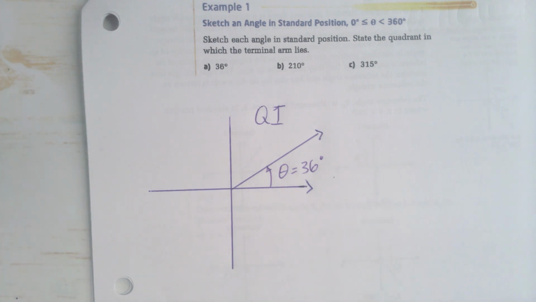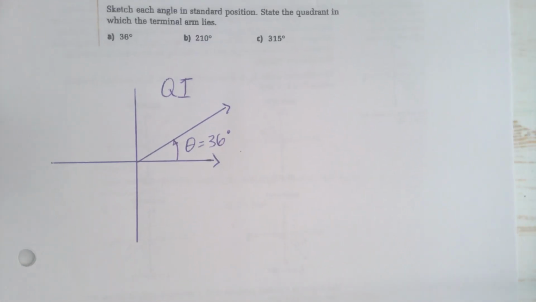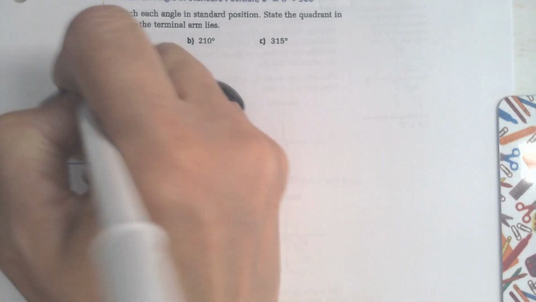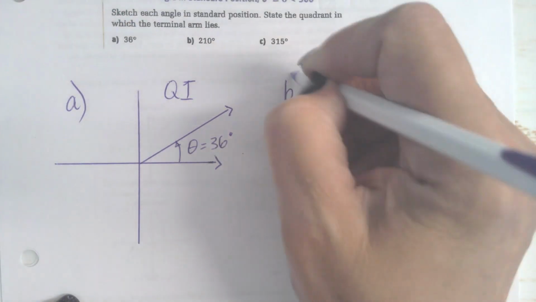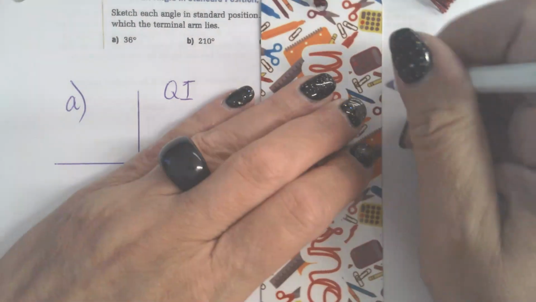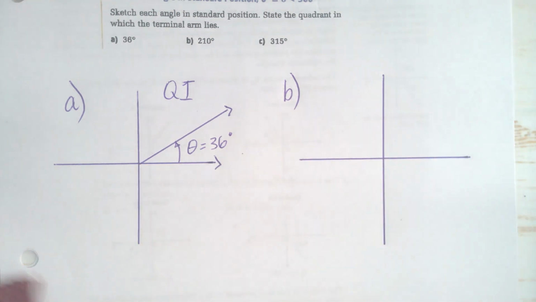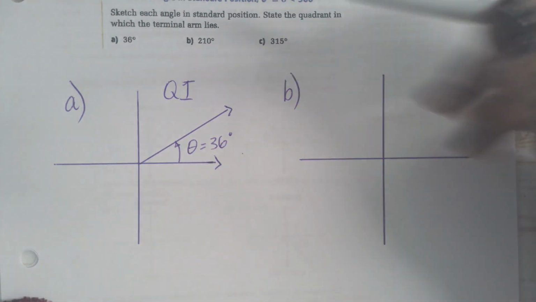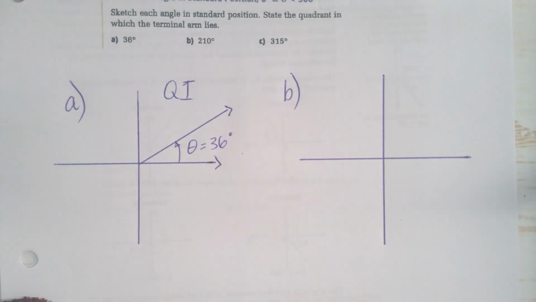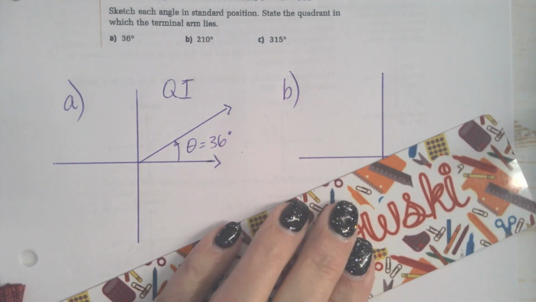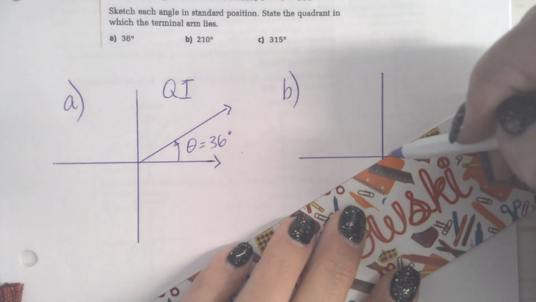210. So where does 210 end up? Third one. How far into that? Not very far. Well, how many degrees? 30 degrees, right? Because 180 is here, 180 to 210 is about 30 degrees. So let's draw about a 30-degree angle.